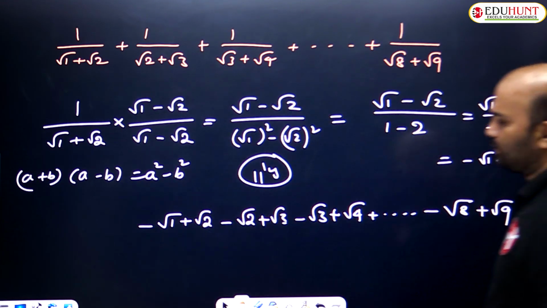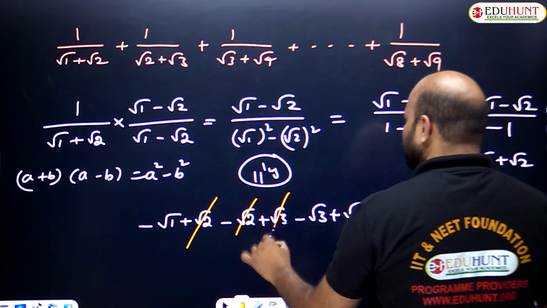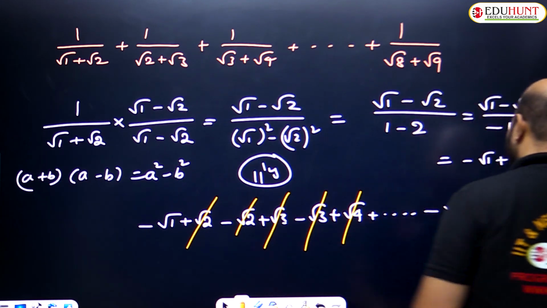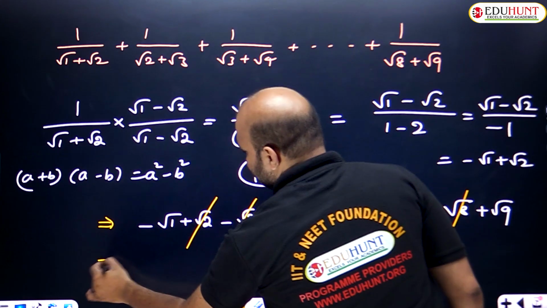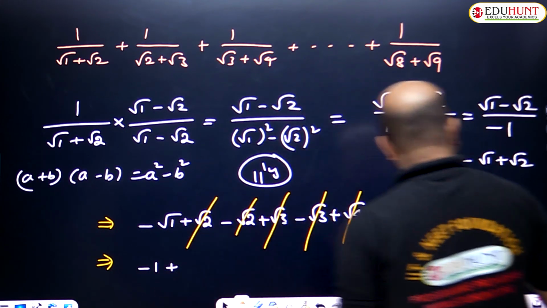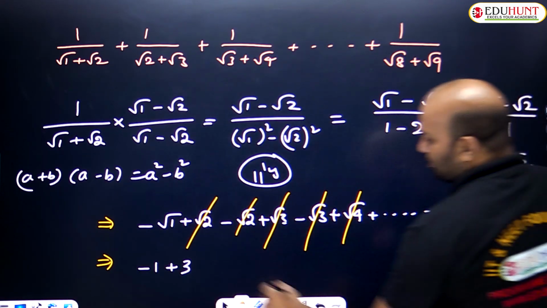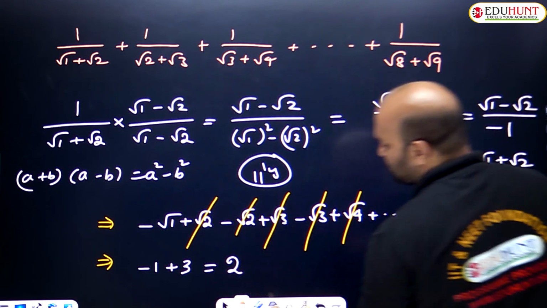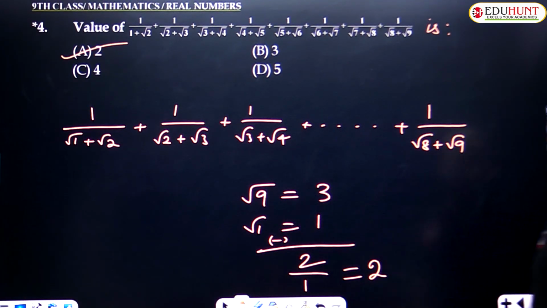So clearly we need to observe: plus root 2 minus root 2 cancel, plus root 3 minus root 3 cancel, all cancel up to root 8. Only the extreme values are left. What are the extreme values here? Minus root 1, nothing but minus 1. What is the last term? Plus root 9, nothing but plus 3. So what is the answer? Minus 1 plus 3, 2. So this is the traditional method. Option A is the right answer.